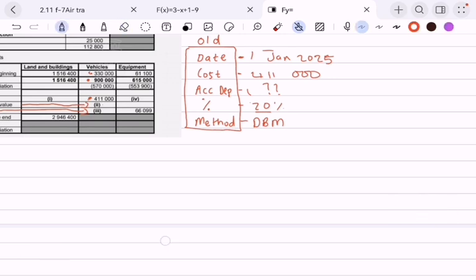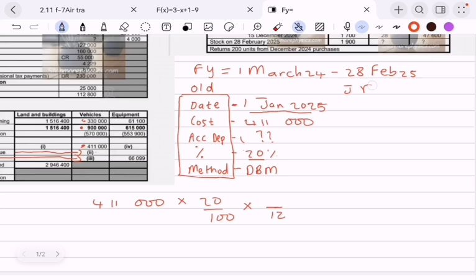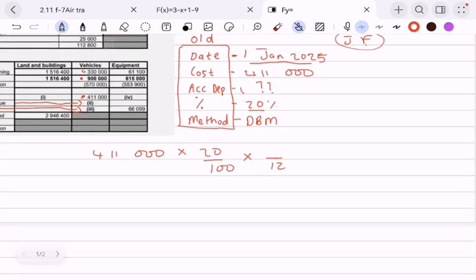So with its depreciation, you would have to say 411,000 multiplied by 20 over 100, right? Then you multiply by the number of months out of 12 months. So we bought it on 1st January. So when is it going to last? January, Feb. So we had this for about 2 months this year. Then you multiply that by 2 over 12. So 411,000 times my 20% times my 2 months out of 12 months, I'm going to get my 13,700. Beautiful and easy, just like that.